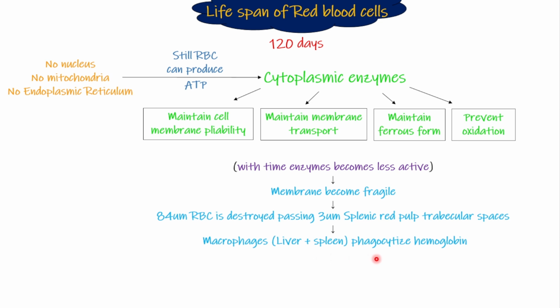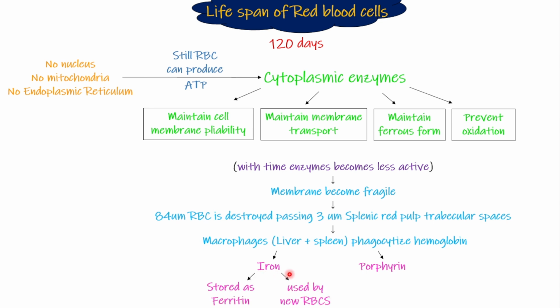As you know, hemoglobin is made up of heme and globin. Globin is the protein, so the globin part detaches, and heme is made up of iron and a porphyrin ring. This iron either goes to the ferritin stores, or it can be utilized to make new RBCs. So there are two things which can be done with this iron.